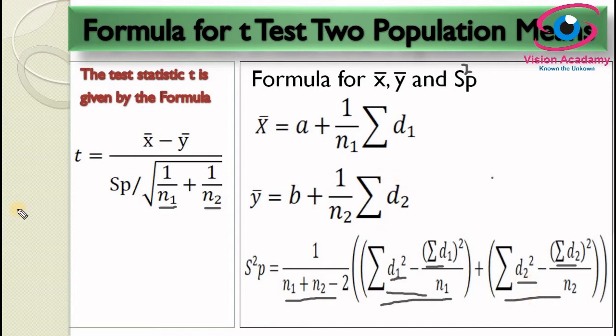Then, if we want to apply this formula, we want to calculate x bar, y bar, and Sp, the standard deviation of the sample. Firstly, let us consider the sample values that are given in the problem. After considering them, we can calculate x bar, y bar, and the variance of the sample also.